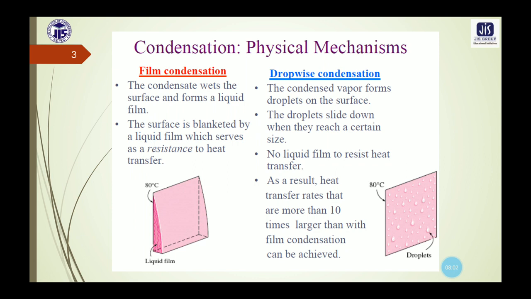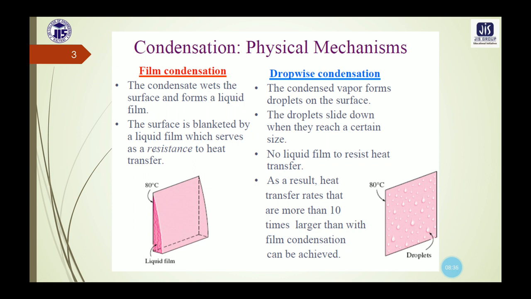So basically what happens in case of film condensation? If the condensate tends to wet the surface and thereby forms a liquid film, then this process is known as film condensation. The heat from the vapor to the cooling medium is transferred through the film of the condensate formed on this surface.